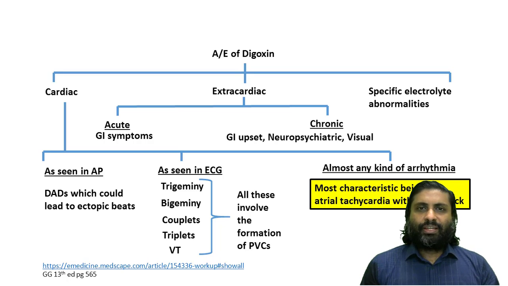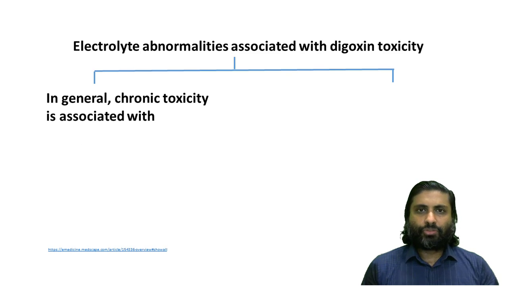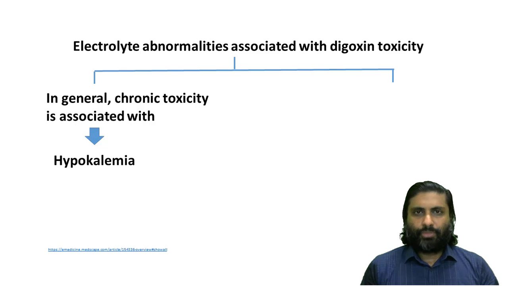Now finally, regarding the specific electrolyte abnormalities in digoxin toxicity. We need to understand that in general, chronic toxicity with digoxin leads to hypokalemia. This is not difficult to imagine. Digoxin is normally administered in chronic heart failure, and such patients are commonly prescribed potassium wasting diuretics. Digoxin also has an indirect diuretic effect and can cause increased loss of potassium in the urine as well. So chronic toxicity with digoxin is more commonly associated with hypokalemia.